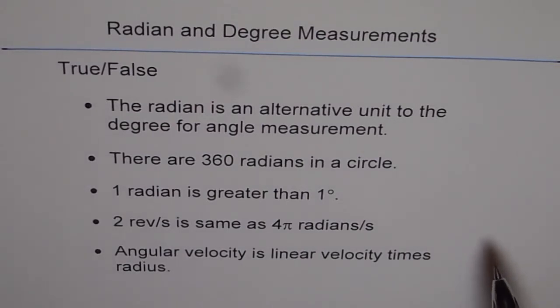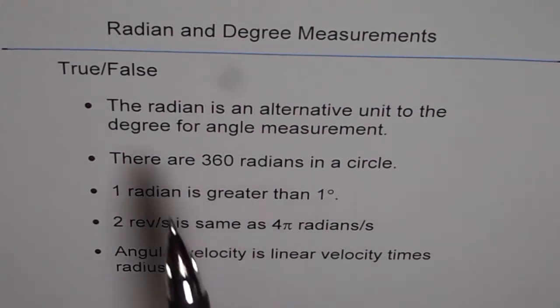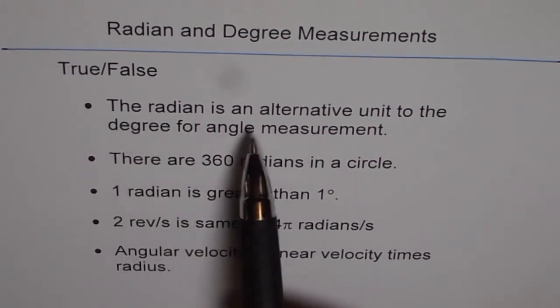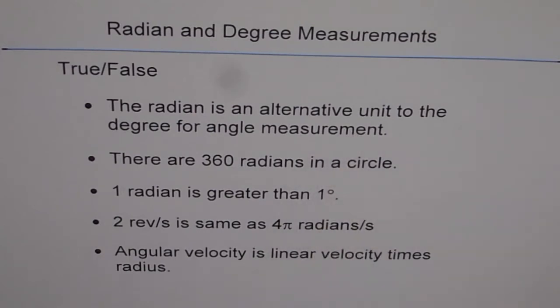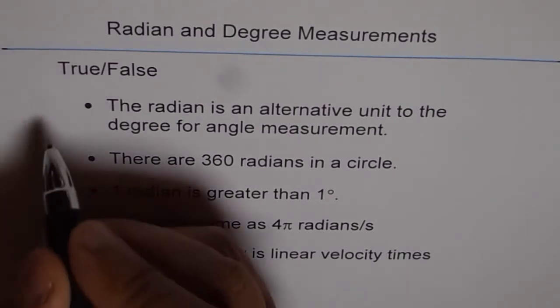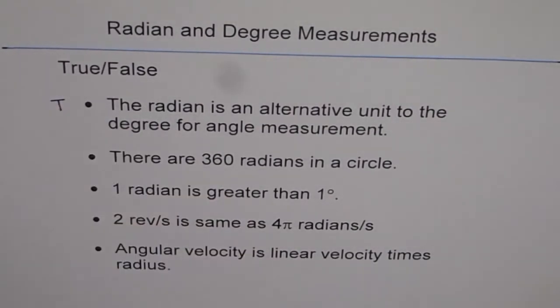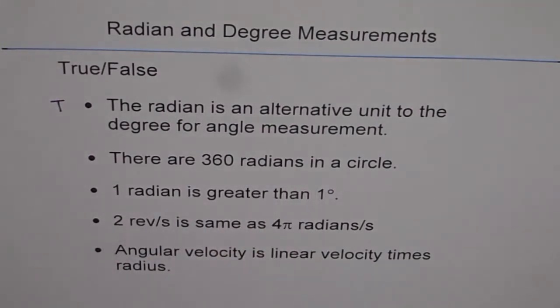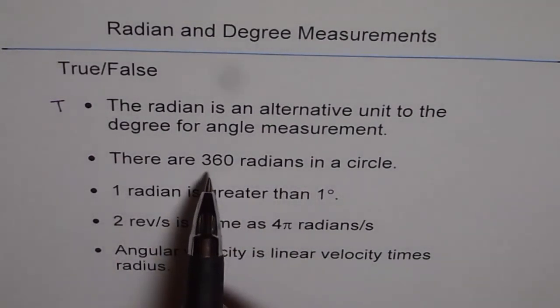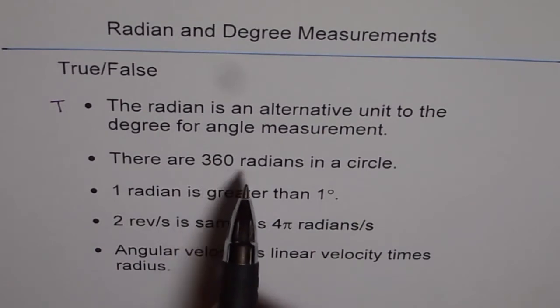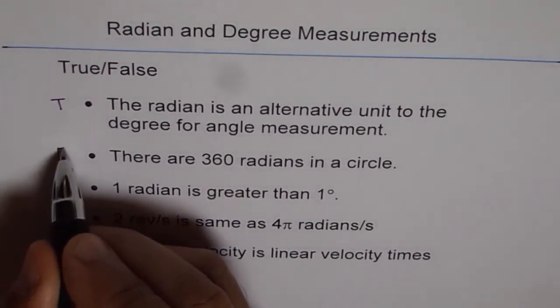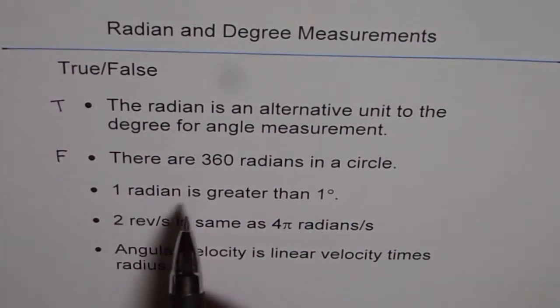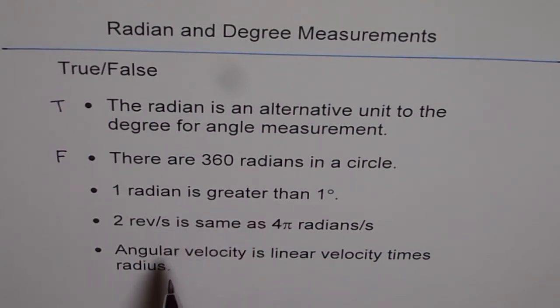Now here is how I will answer them. The radian is an alternative unit to the degree for angle measurement. That's correct. So it's true. There are 360 radians in a circle. Well, there are 360 degrees in a circle, not radians. So this is false. 1 radian is greater than 1 degree.